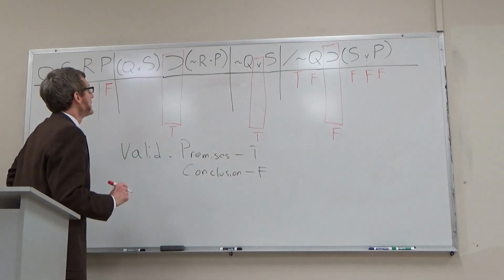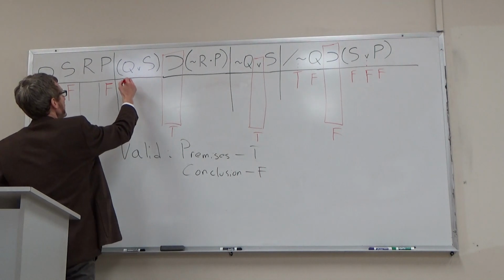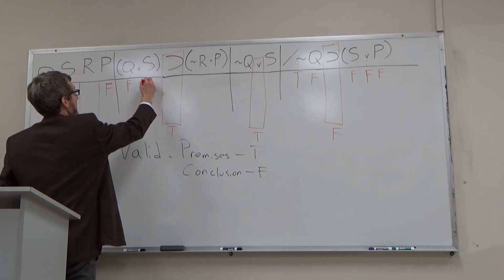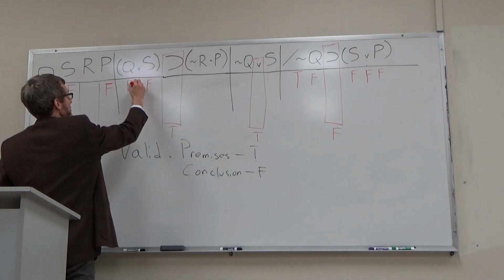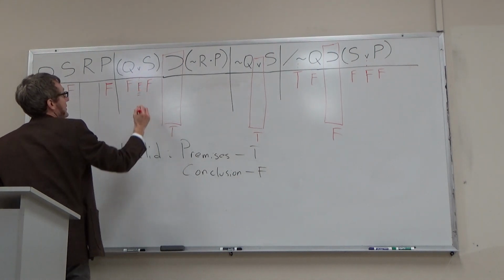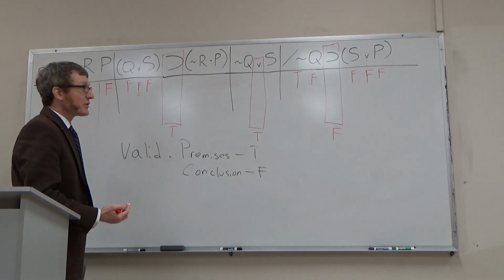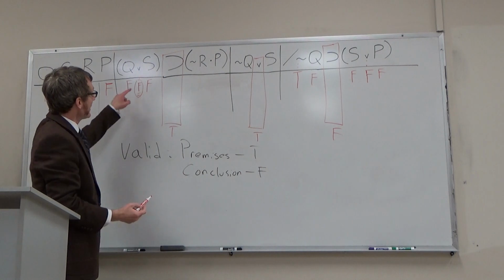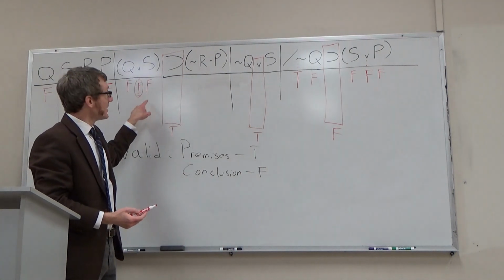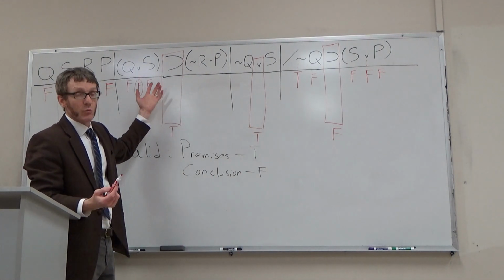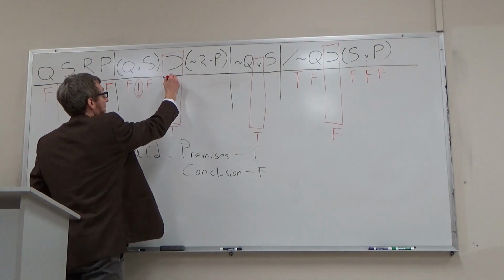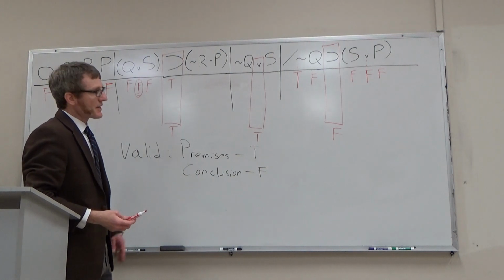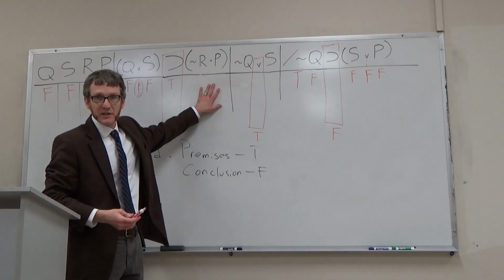Okay, so let's start here. We know that Q is false, and we know that S is false. And that means that the wedge is false. Now, that tells me something really important, because if the antecedent of a horseshoe is false, then what do we know about the horseshoe? We know it's true. Anytime that the antecedent of a conditional is false, then no matter what the consequent is, it's true.